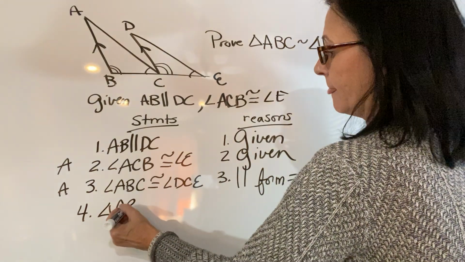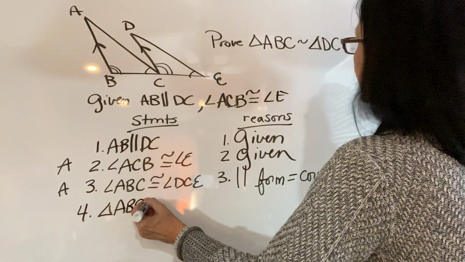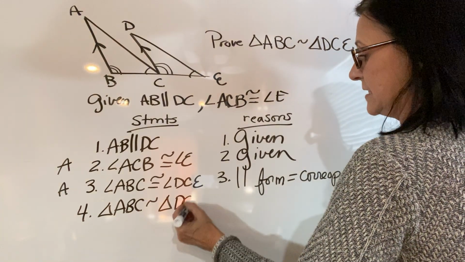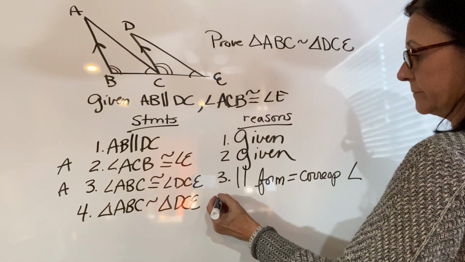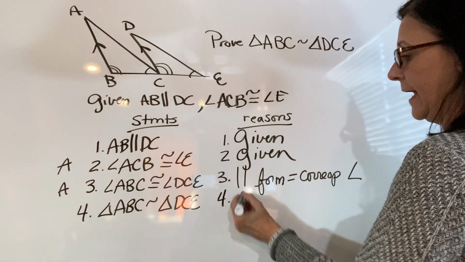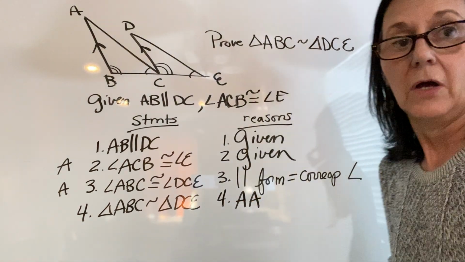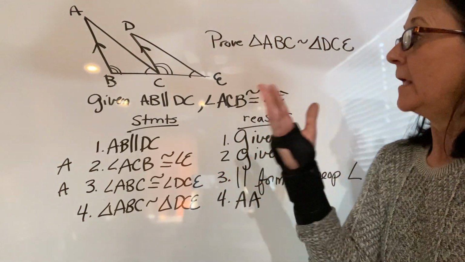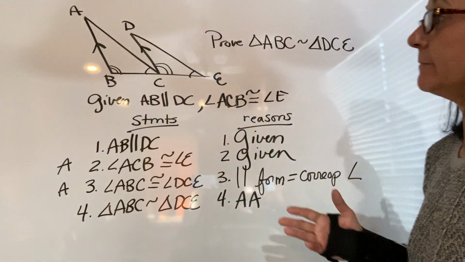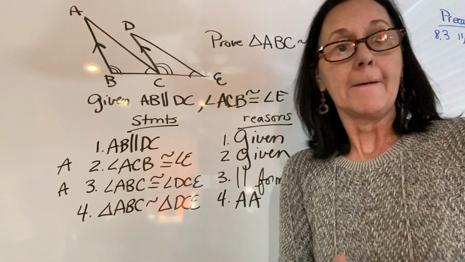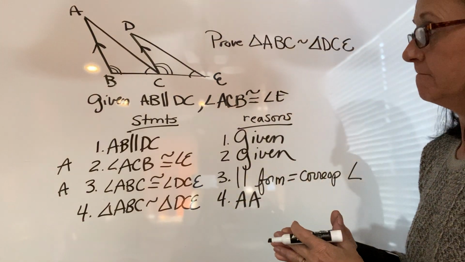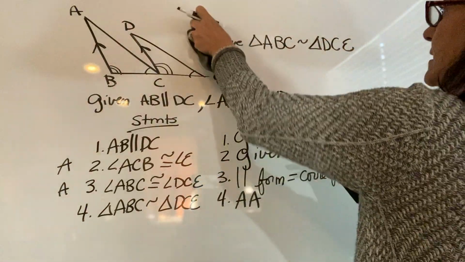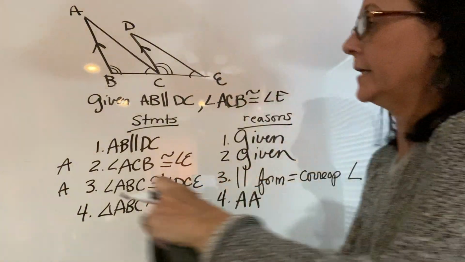Triangle ABC is similar to triangle DCE. Why? Angle, angle. All right, so now what are some ratios that I could write, knowing that these are similar? I've got to look at corresponding sides, because you're going to have to know this as well. I'm going to erase this.